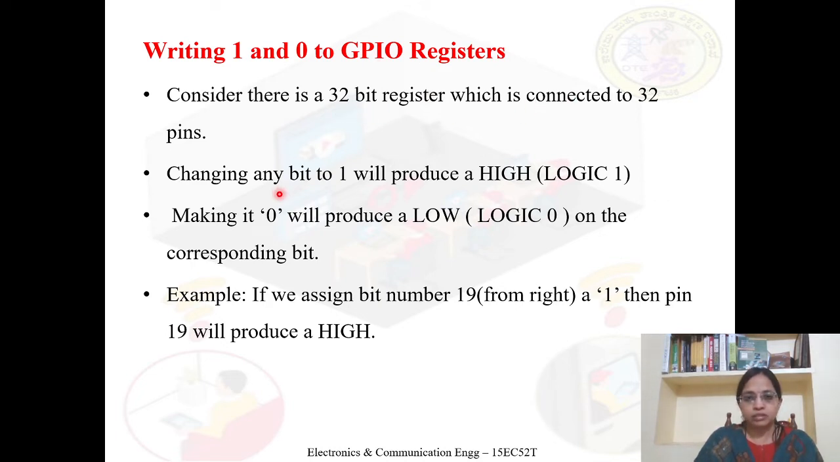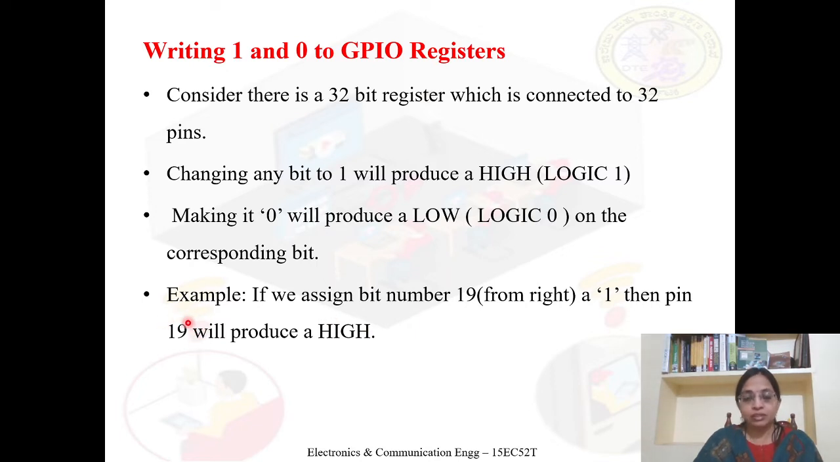Similarly, when we write 1 to any pin of the GPIO register, then what will happen? A high or logic 1 will be produced at that pin. Similarly, if we make it 0, then what will happen? A low or logic 0 will be produced on that corresponding pin or bit. For example, if we assign bit number 19 the value 1, then what will happen? Logic high will be produced at that 19th pin.